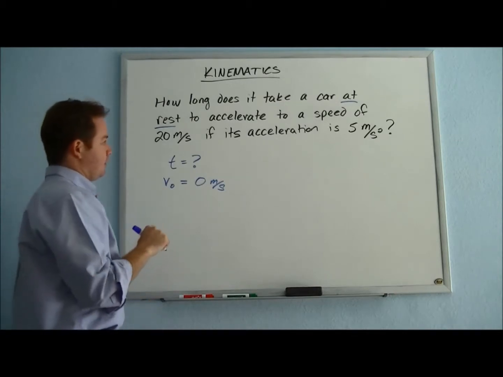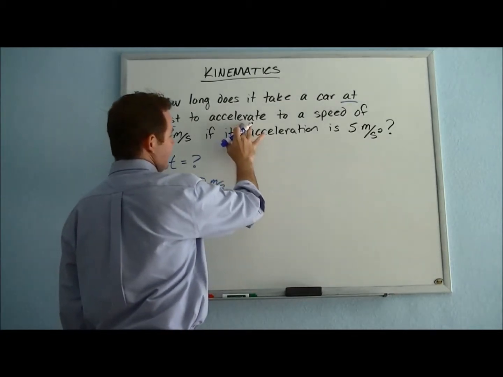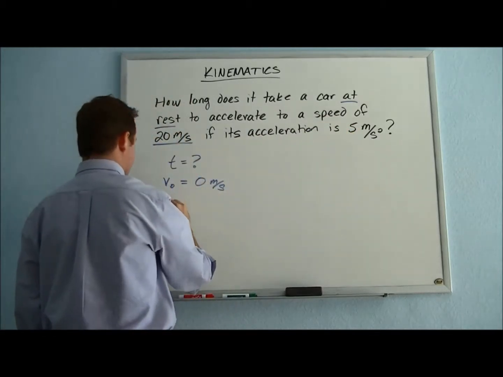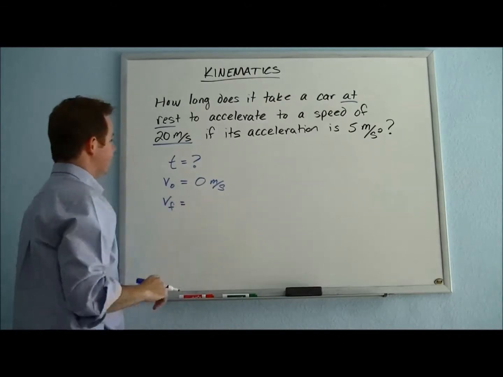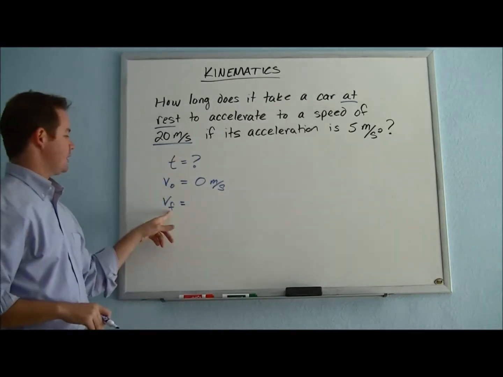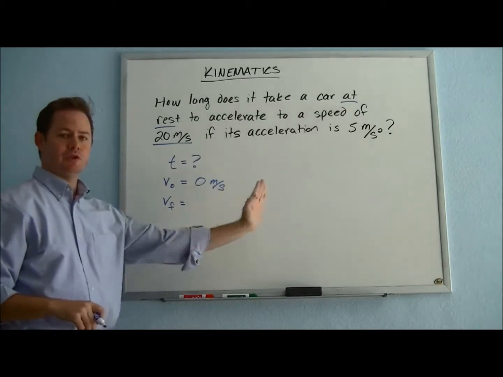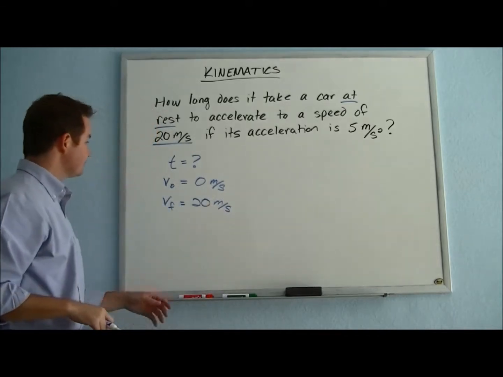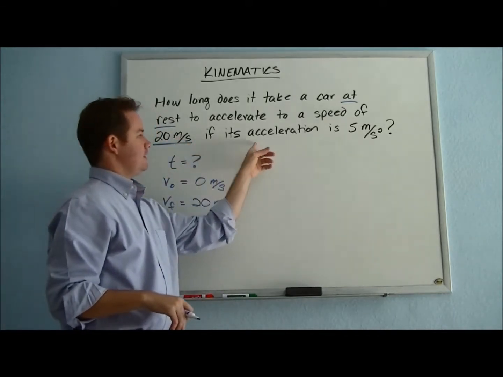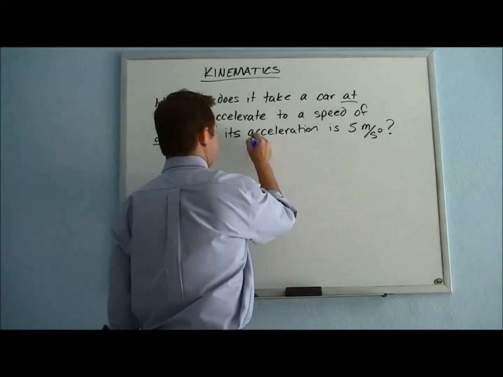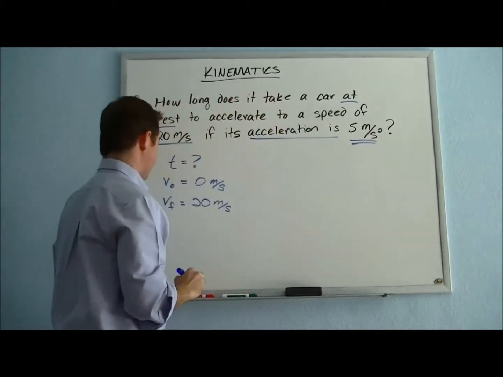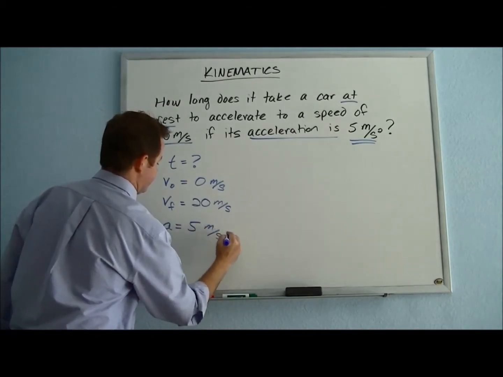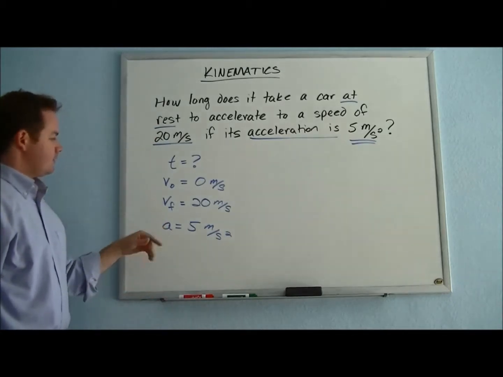Now we press the gas pedal, and we are accelerating to a speed of 20 meters per second. So this represents our final velocity. The 20 meters per second is going to be our final speed. We're going from 0 to 20. So here we plug in 20 meters per second for final velocity. And it says its acceleration is 5 meters per second squared. So for acceleration, we're going to plug in 5 meters per second squared. So these are the variables that we know.